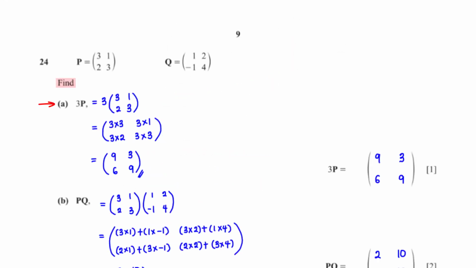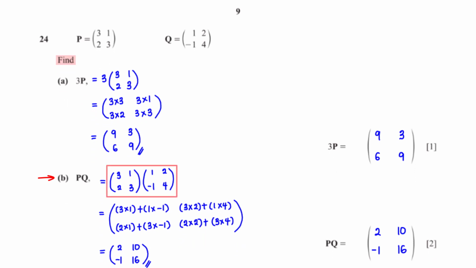Find 3P. To get 3P, we multiply each element in matrix P by 3. So 3 times 3 is 9, 3 times 2 is 6, 3 times 1 is 3, 3 times 3 is 9, so we have 3P equals 9, 6, 3, 9.